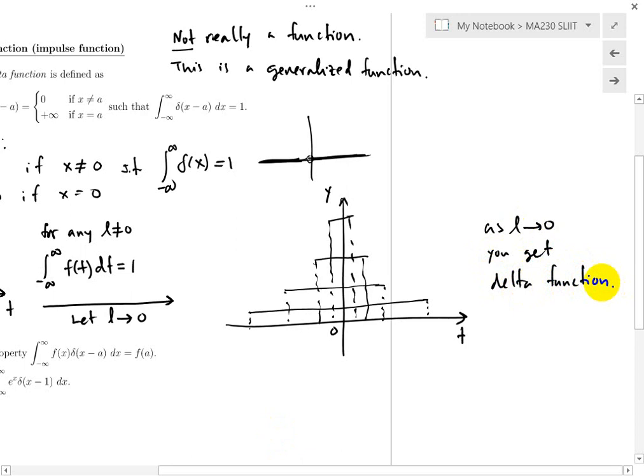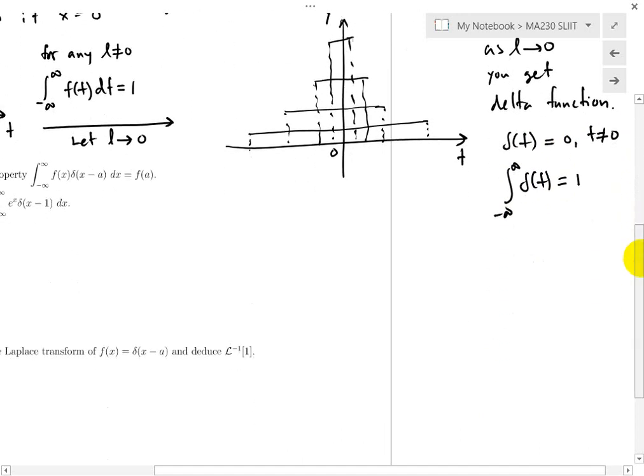Okay, and note that you have the properties. So delta t will be 0 for t not equal to 0, and if you integrate from minus infinity to infinity of delta t, the area still remains 1. Okay, so how are we going to show this? Maybe if you feel a little bit uncomfortable, let me give you a little sort of proof.